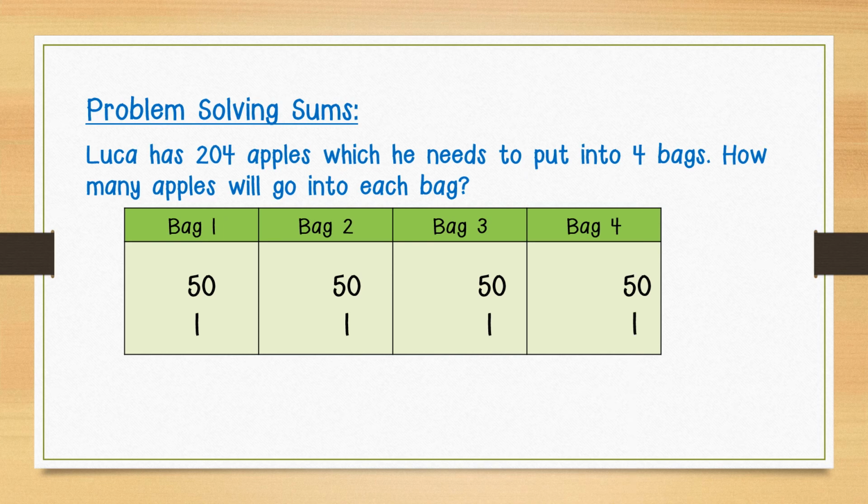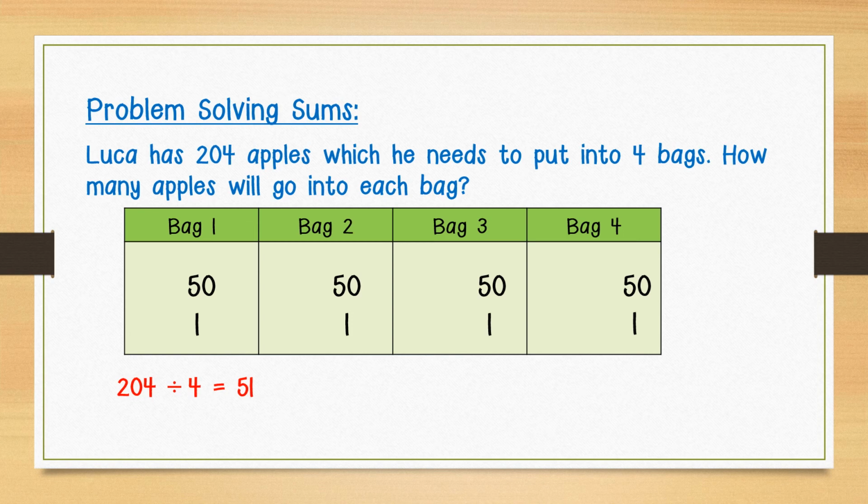Now we're going to count in each bag how many apples are there to make sure that each bag has an equal amount of apples in them. So the first bag, 50 plus 1 is 51. Second bag, 50 plus 1 is 51. Third bag, 50 plus 1 is 51. And fourth bag, 50 plus 1 is 51.